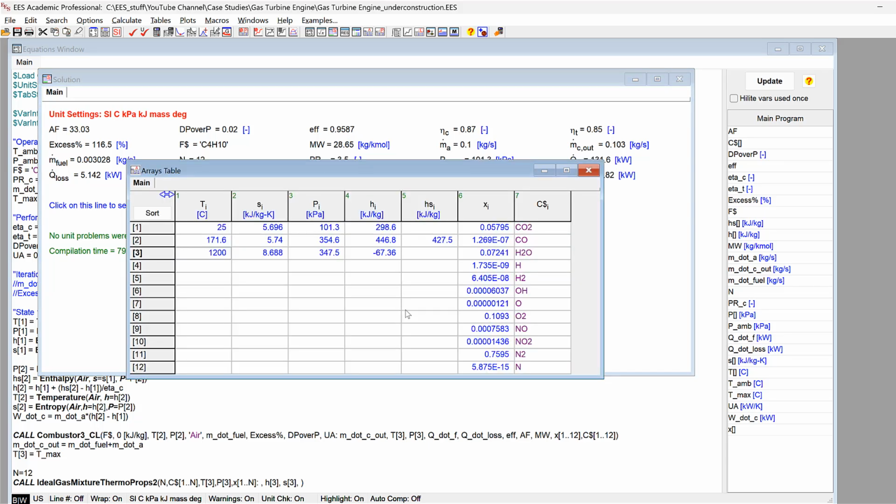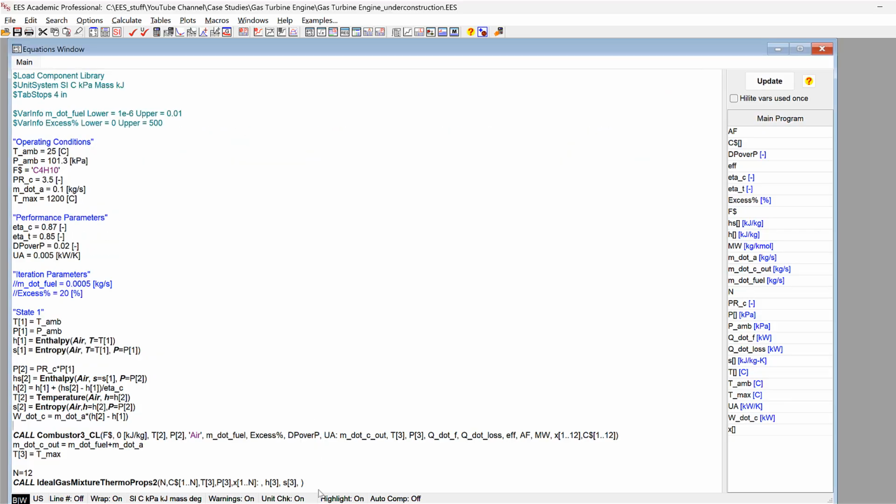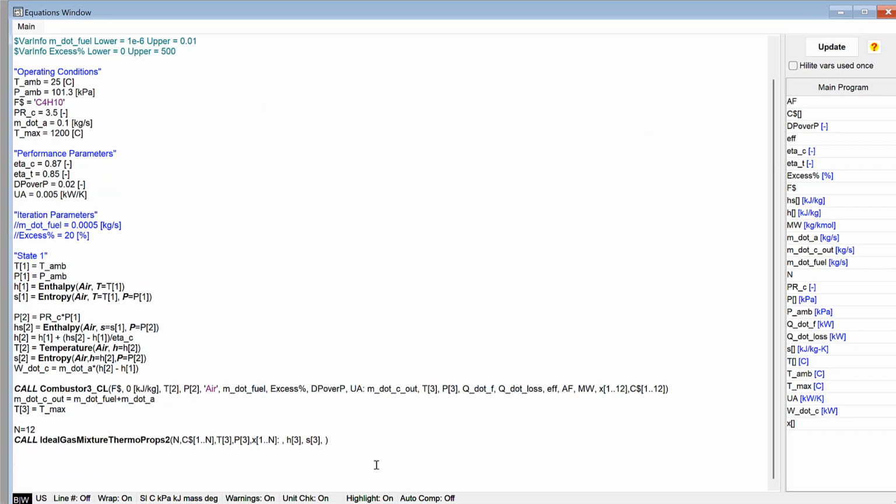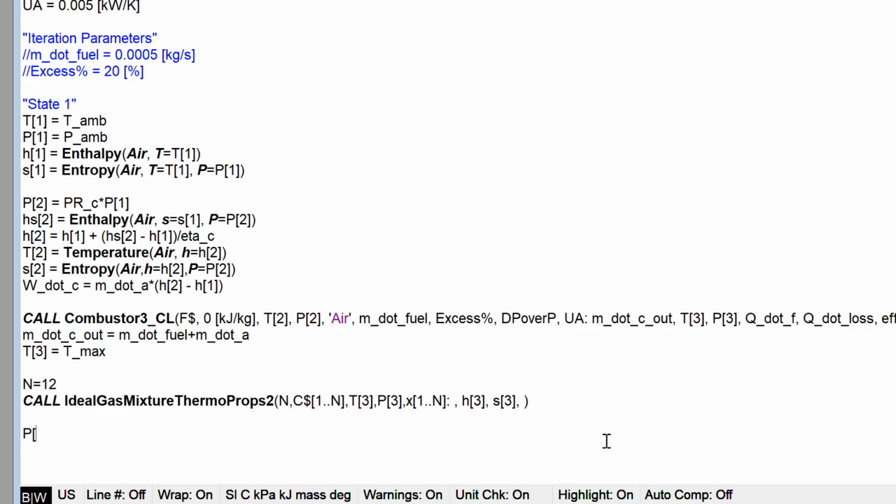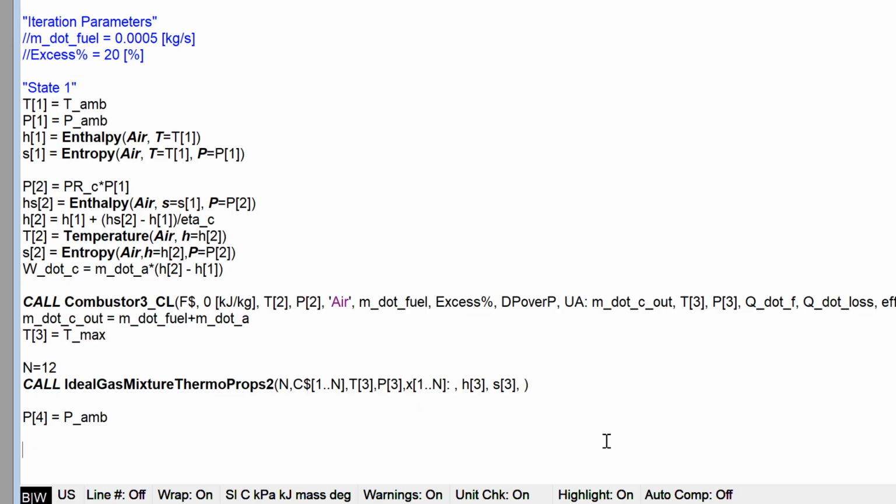Yes, properties at the inlet to the turbine here. So now I have to simulate the turbine. The exit of the turbine is P4, and that's just ambient pressure. And now I do have to iterate a little bit because I don't have an entropy function. So I'm going to have to guess a value of the temperature leaving my isentropic turbine, and vary that temperature until the entropy leaving the isentropic turbine is equal to the inlet entropy.